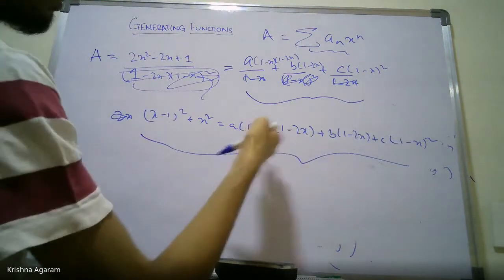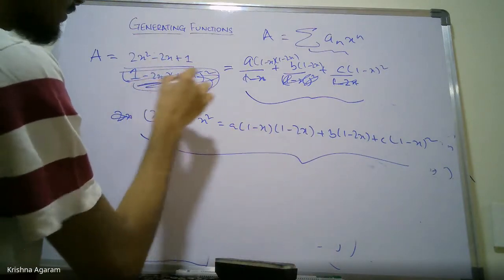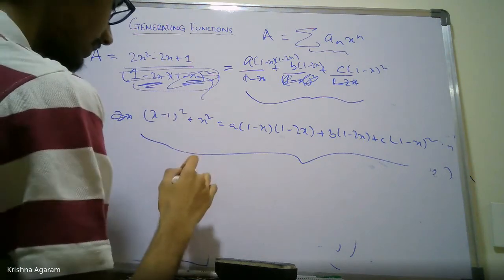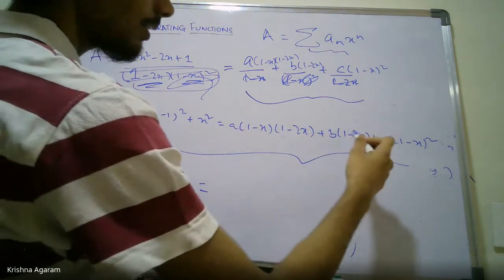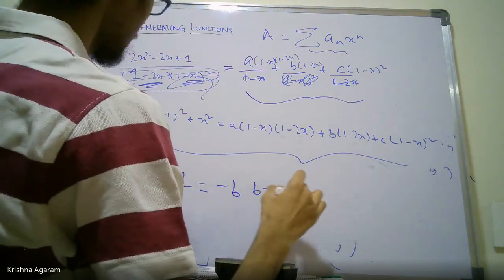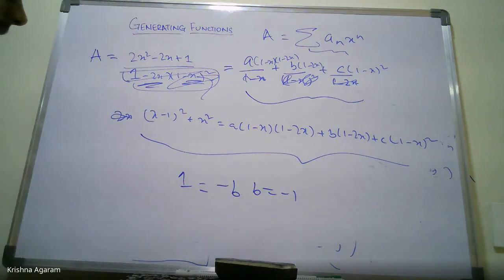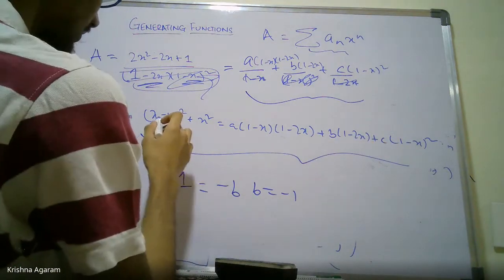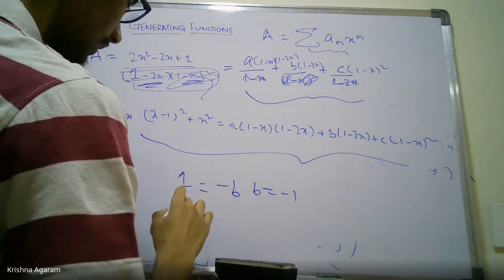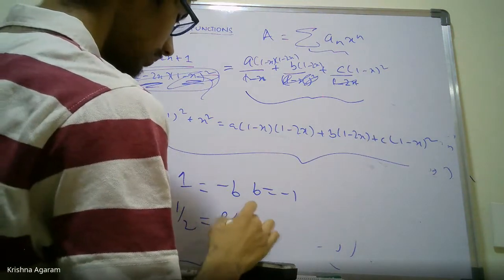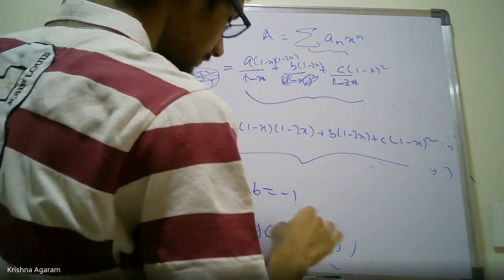Put x is 1. Usually you put these x values so that a lot of stuff cancels. So put x is 1, left side is just 1. This is 0, this is 0, this is 1 minus 2, minus 1. So B is minus 1 as we already got. And now put half. This is 1/4 plus 1/4, half equals, this is 0, this is 0, this is C over 4. So that's C equals 2.